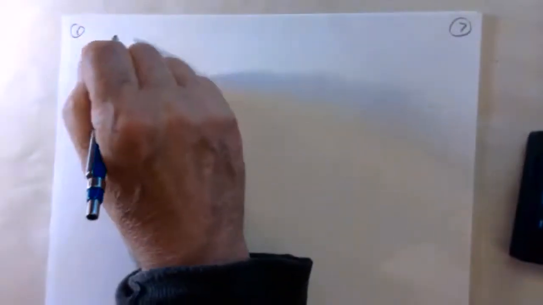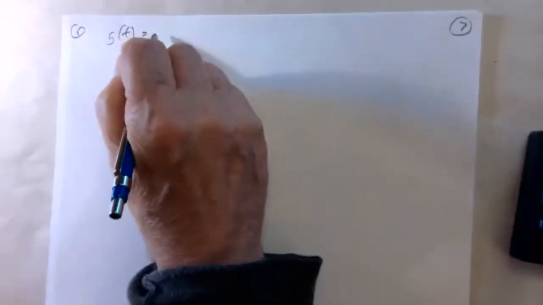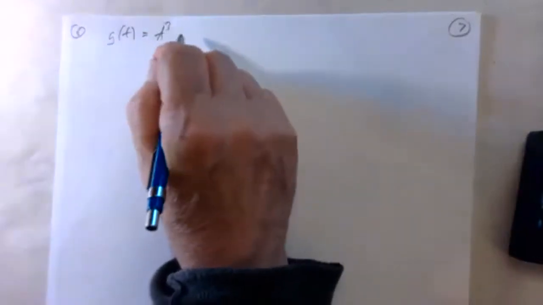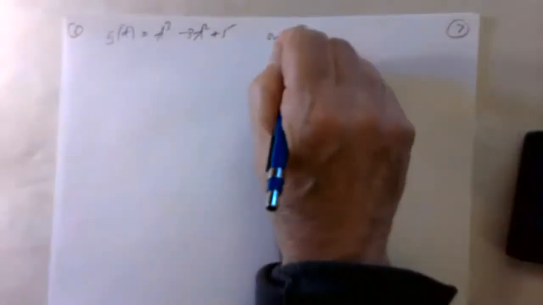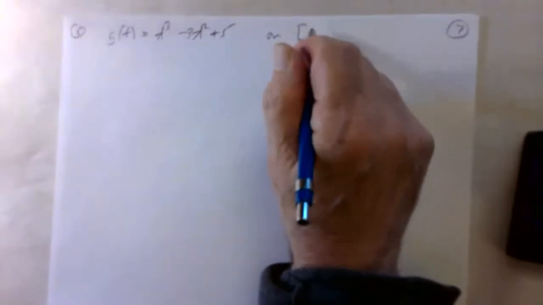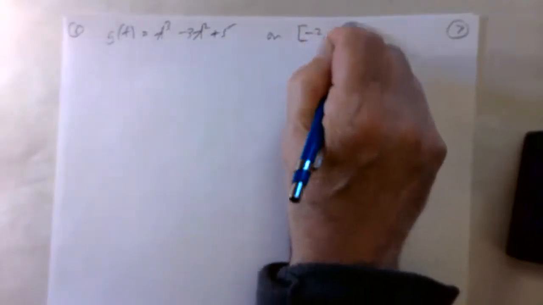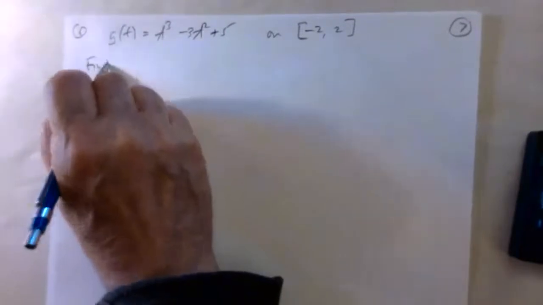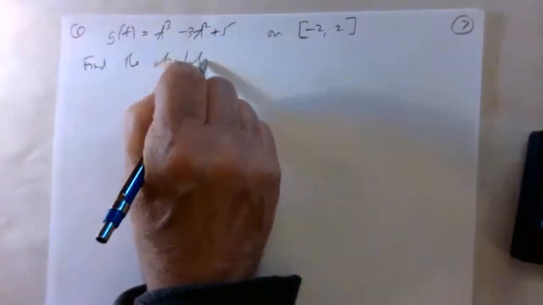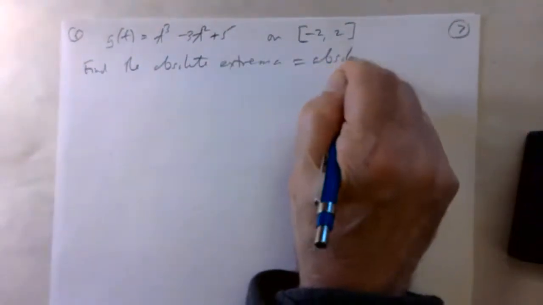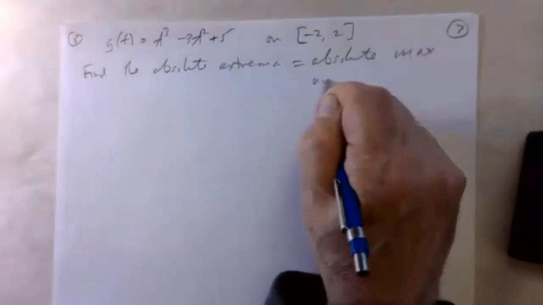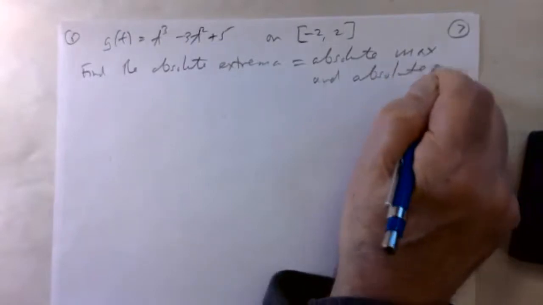Okay, problem 6. We have a function g of t equal t cubed minus 3t squared plus 5. And we're looking at just the closed interval from -2 to 2. And we want to find the absolute extrema, which means the absolute maximum and the absolute minimum.